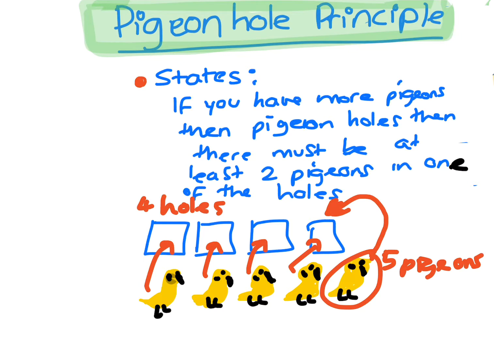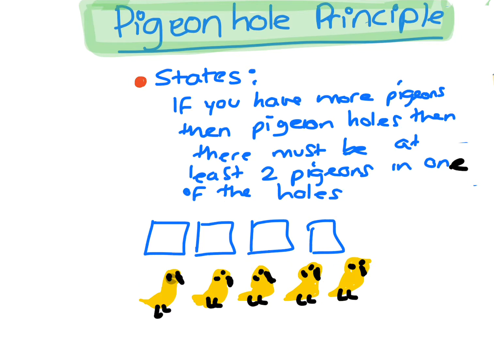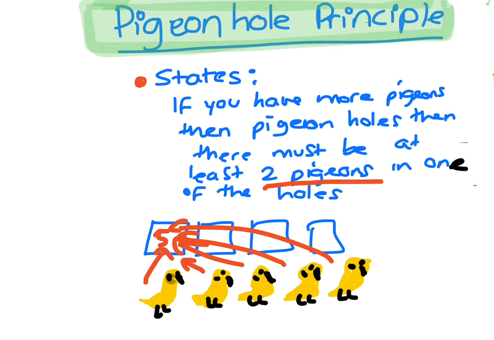You could have the scenario where all of the pigeons went into one hole. So if all of the pigeons went into one hole, so they all flew into this hole, okay, so you got 5 pigeons in that one hole. You still have at least 2 pigeons in one of the holes.